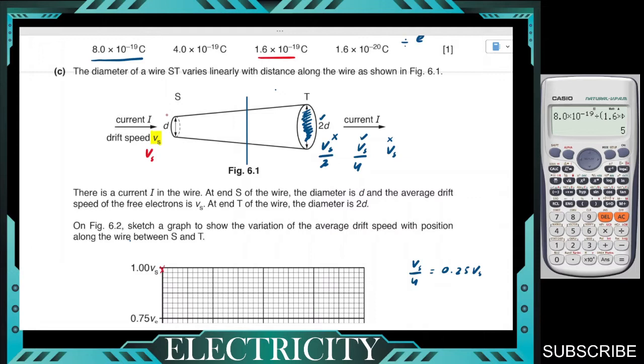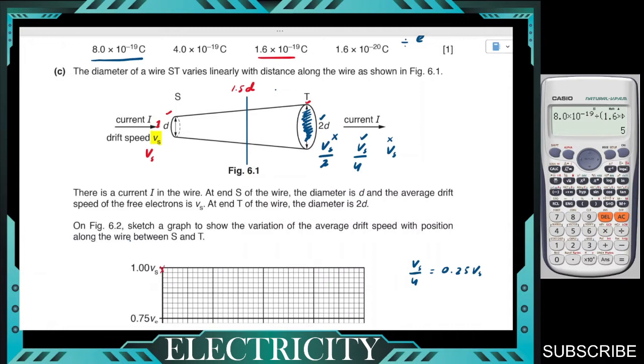If the diameter is d at S, and if the diameter is 2d at T, then what would be the diameter in the middle? So at S you can call it 1d, just for your convenience. If the diameter is 1d at S and 2d at T, what would be the diameter in the middle? Manur. 1.5. Thank you, that's the right answer. 1.5 times d. So 1.5d.